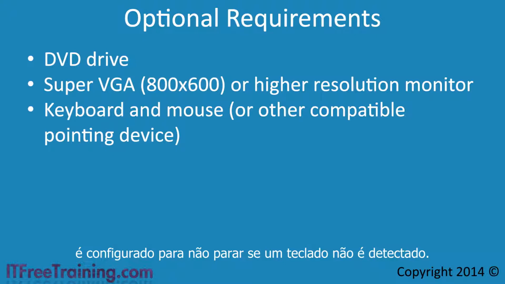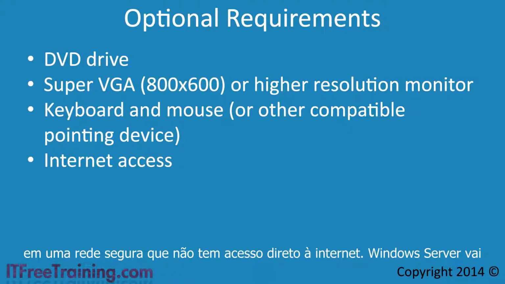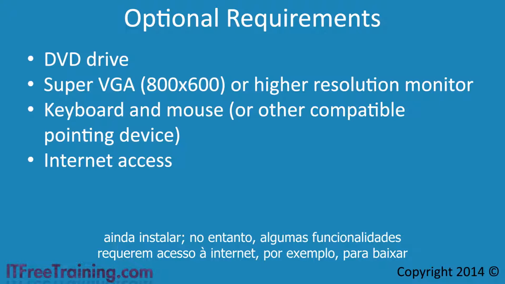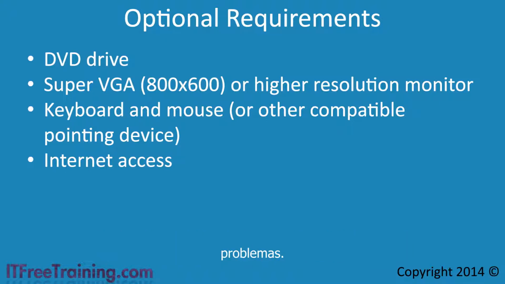The last requirement is Internet access. In some cases, you may install Windows Server on a secure network that does not have direct access to the Internet. Windows Server will still install. However, some features require access to the Internet, for example, to download updates. However, using software like Windows Server Update Services can get around such problems.